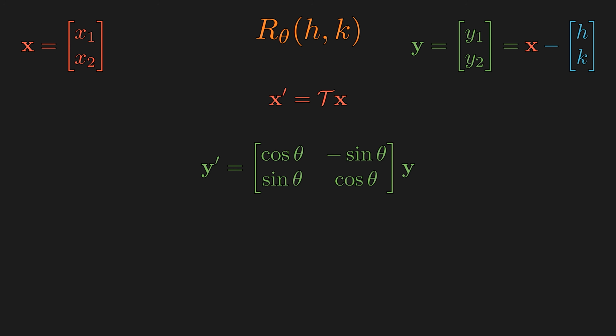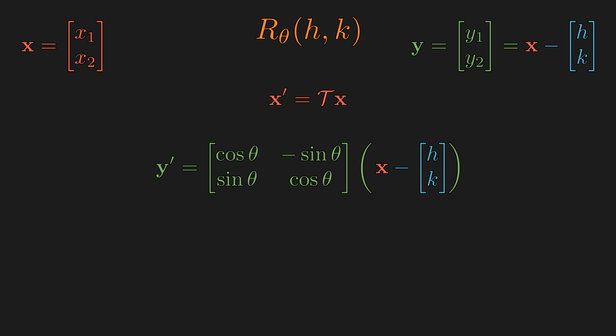Now, we just have to translate it back to the language of x. So we first substitute y for x minus the shift. And supposing y's transformation and x's transformation really describe the exact same transformation, but just in a different coordinate system, then y prime should be x prime shifted.